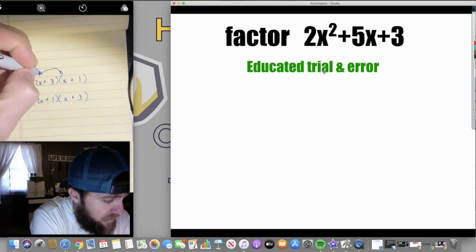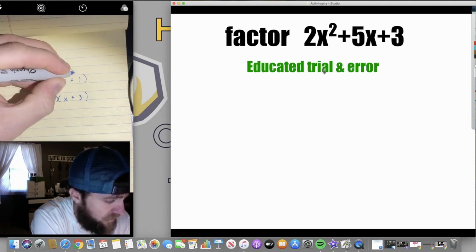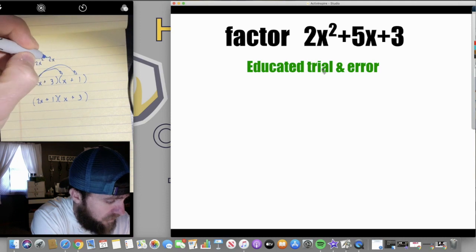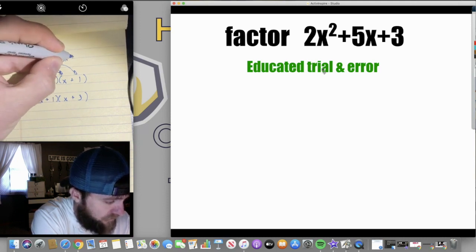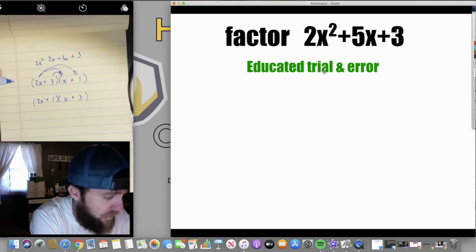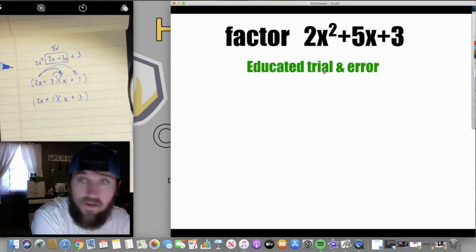We know that that part should be good because we already set that part up. 2x times x, write this one on the top, 2x squared. 2x times 1, 2x. 3 times x, 3x. 3 times 1, 3. These are our like terms. Those give us 5x, which is what we want. So this is the correct answer.